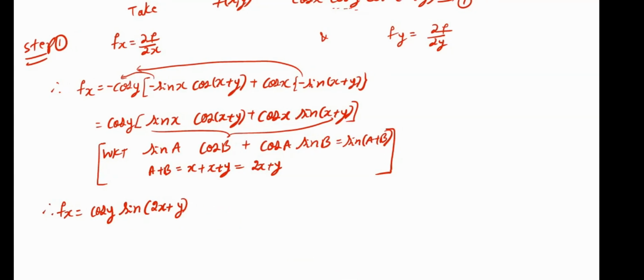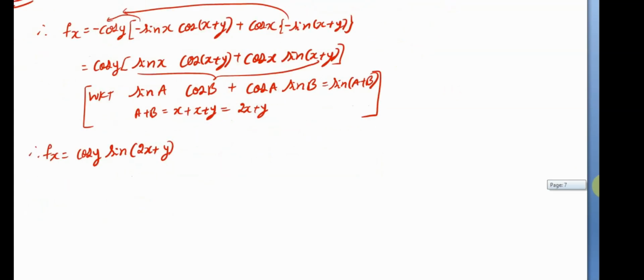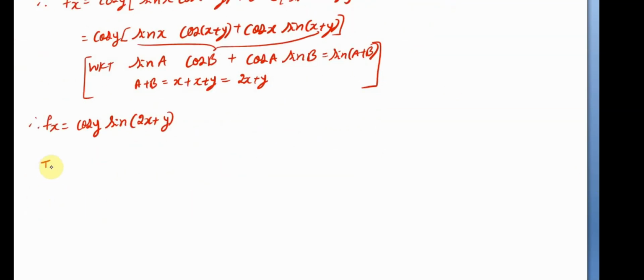Similarly I'm going to do for f of y. So here I have to simplify for fy. So I will write it in the next line. So take now fy. So we know here it is ∂f/∂y, which is equal to, now here I am going to take x constant, so cos x I will keep it as it is.